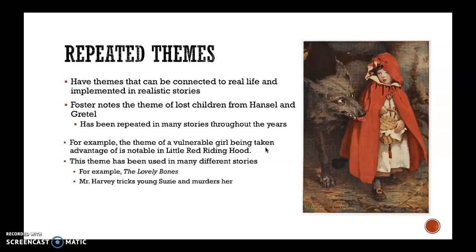In the movie The Lovely Bones, Mr. Harvey tricks Susie by tempting her with a secret hideaway and actually ends up murdering her. Here's a movie clip of that scene.